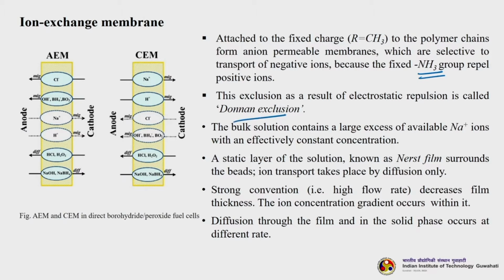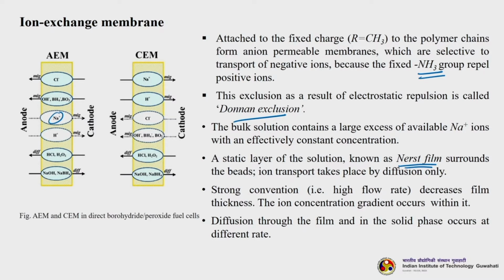The meaning of Donnan exclusion is actually allowing the passage of oppositely charged ions. So, the bulk solution contains a large excess of available sodium ions with an effectively constant concentration. You can see this sodium ion is not getting properly transported through the anion exchange membrane. So, a static layer of the solution known as the Nernst film surrounds the beads. Ion transport takes place by diffusion only.